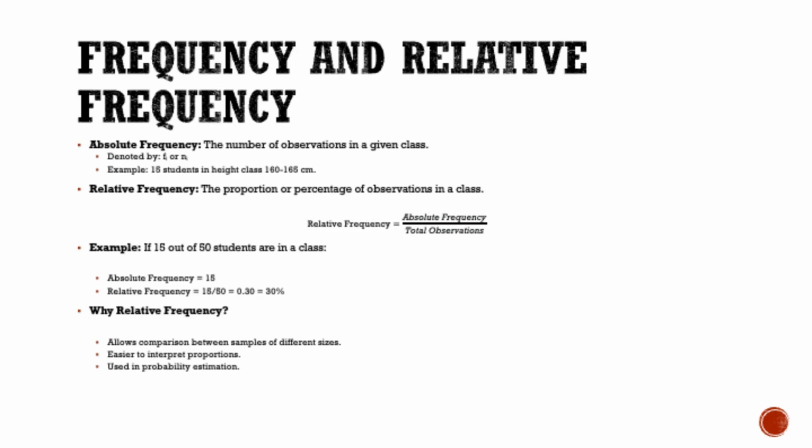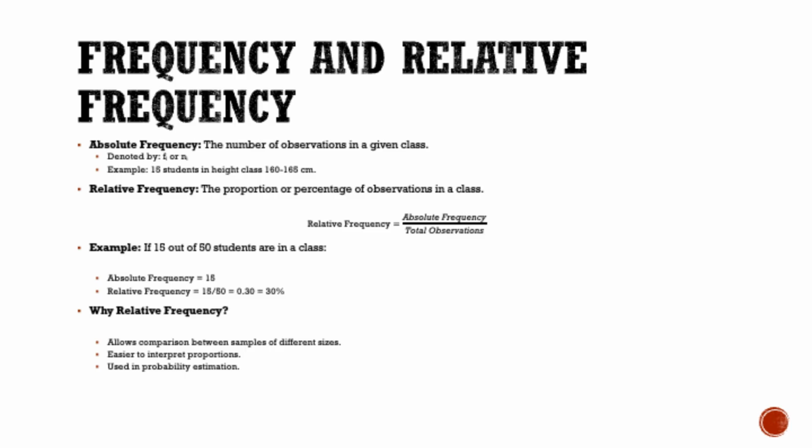Let's distinguish between two important frequency concepts. Absolute frequency is the number of observations in a given class, denoted by F or N. For example, if 15 students are in a height class, the absolute frequency is 15.